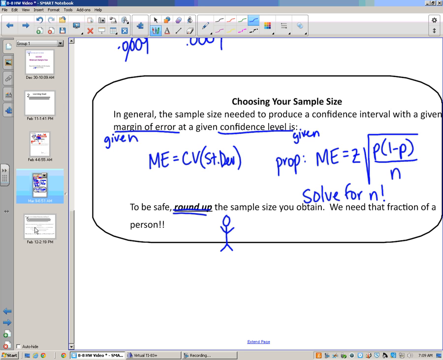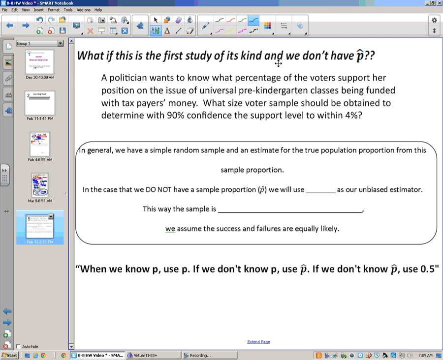Okay, so let's look at one more example. What if this is the first study of its kind and we don't have a p-hat? In the previous one, we already knew 88% of some sample had a cell phone. In this one, what if we don't have that? A politician wants to know what percent of voters support her proposition on the issue of universal pre-K classes being funded with taxpayers' money. What size voter sample, so that's how I know they're asking us for the sample size, should be obtained to determine 90% confidence?